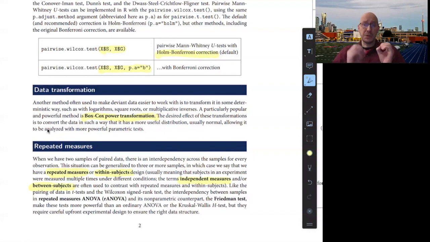So when you're working with two samples of data, that's just called paired data. Repeated measures and paired data are the same for two samples. For 3 or more, you can have the same interdependency across individuals. And if you're doing an ANOVA, this would be called repeated measures ANOVA or RANOVA. And then there's a non-parametric counterpart of this called the Friedman test. So it's like the Kruskal-Wallis H test, but with repeated measures rather than assuming independence across your entities.